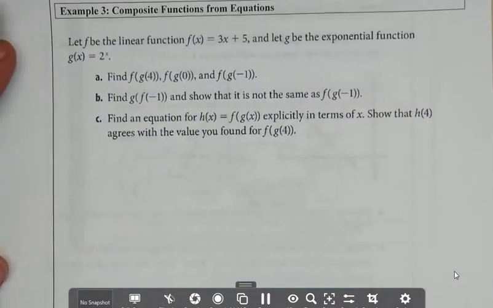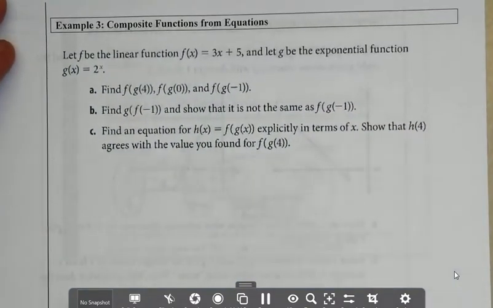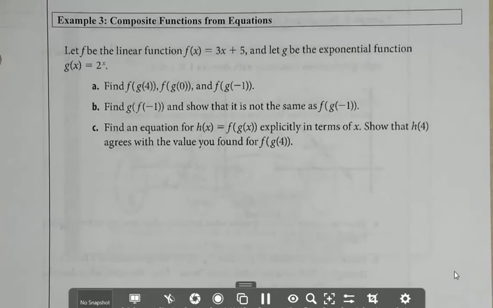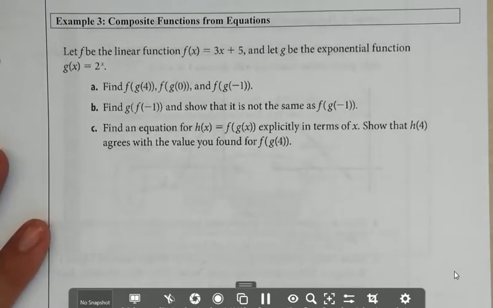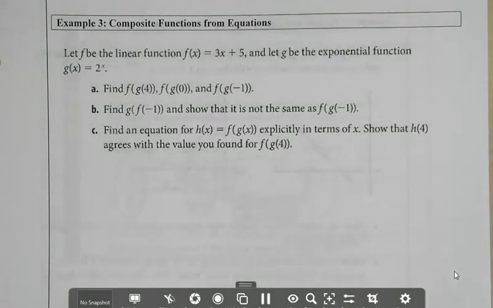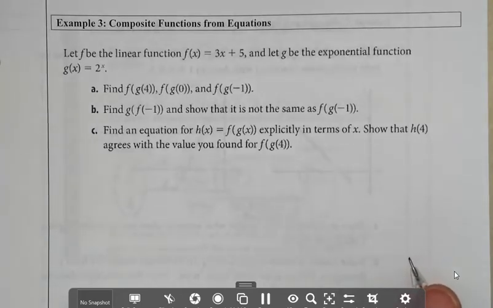Moving on to example 3. Now, composite functions from equations. This is what you guys really like to do. We did a lot of this last year, and people always struggle with it. So hopefully this year it becomes a little more solidified in your mind how to work with these.